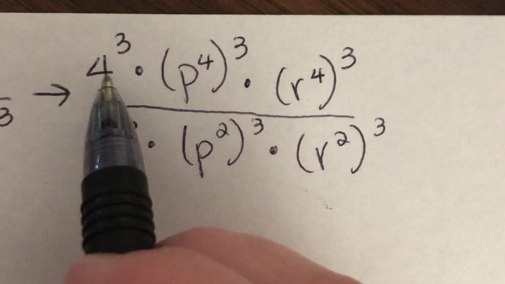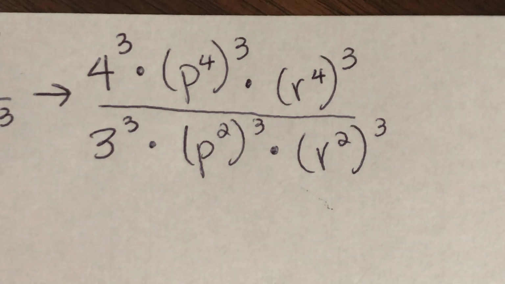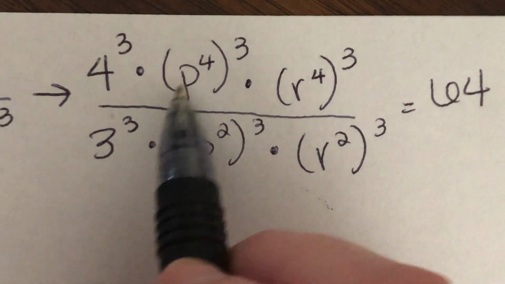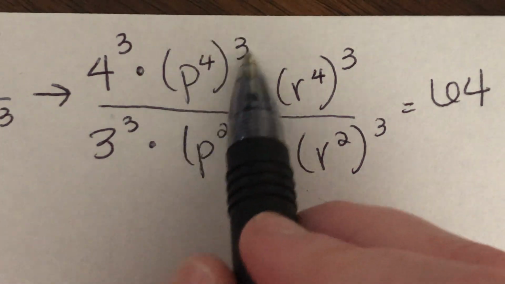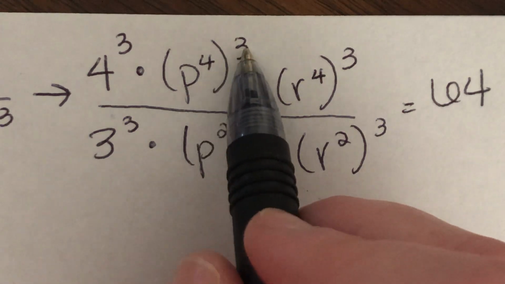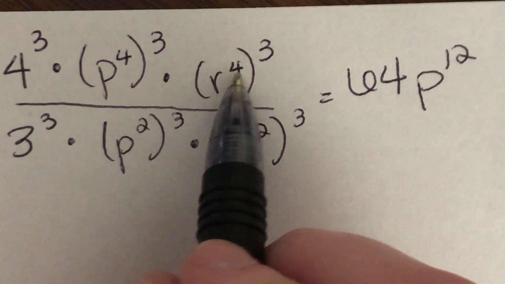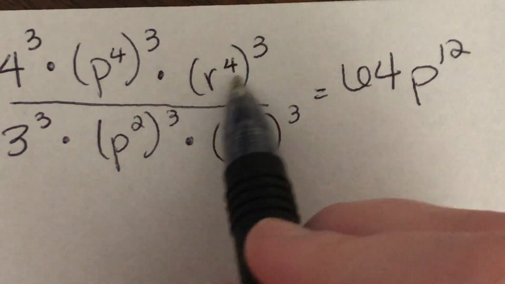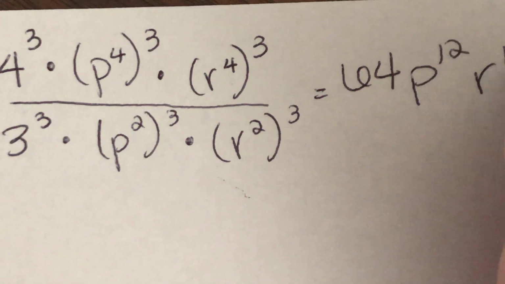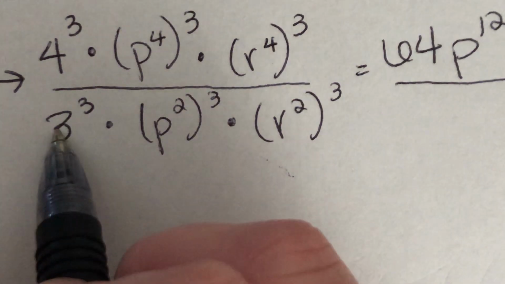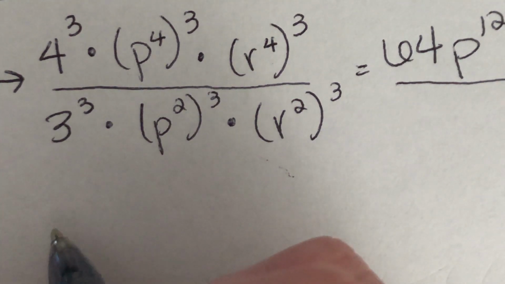Okay, so now I can simplify 4 to the third means 4 times 4 times 4. 16 times 4, I think it's 64. Yep, 64. And then p to the fourth to the third, remember I multiply these numbers together. So 4 times 3 is 12. So I've got p to the 12th. And then r to the fourth to the third, I multiply these together. 4 times 3 is 12. So I get r to the 12th. Okay, so there's the top. Then I have to simplify the bottom. 3 to the third. 3 times 3 times 3 is 27.